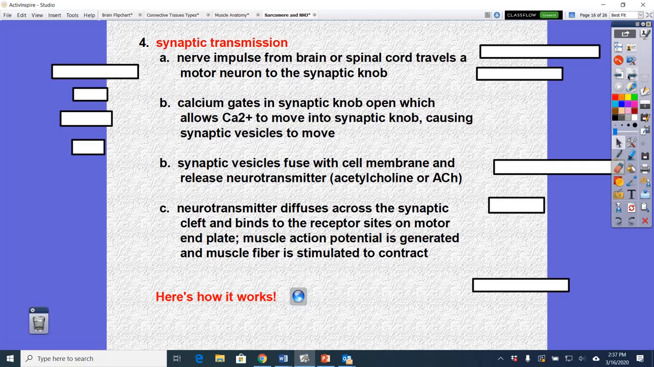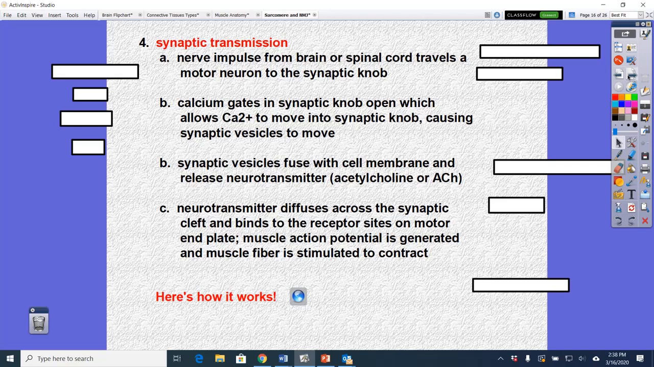Inside that synaptic vesicle, there is an important neurotransmitter called acetylcholine. And acetylcholine is kind of the main player. It's a big deal when it comes to muscle contraction. It is going to stimulate that muscle to contract. It's going to kind of kickstart the rest of the process.